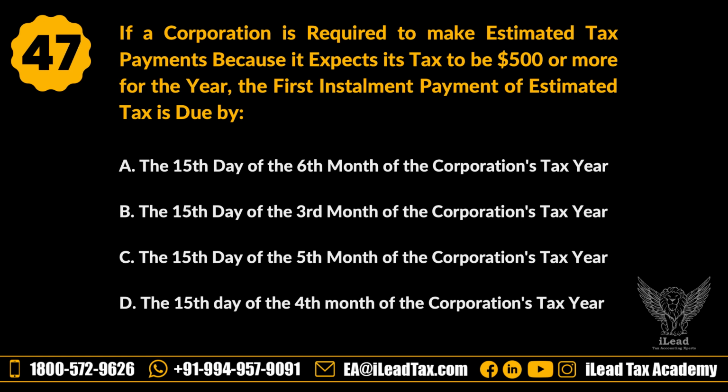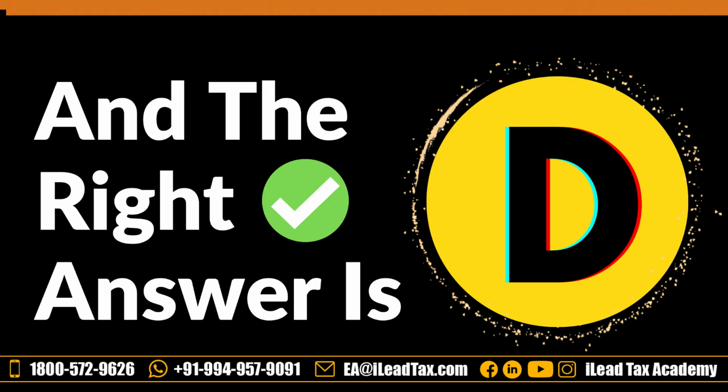If a corporation is required to make estimated tax payments because it expects its tax to be $500 or more for the year, the first installment payment of estimated tax is due by: A, the 15th day of the 6th month of the corporation's tax year; B, the 15th day of the 3rd month of the corporation's tax year; C, the 15th day of the 5th month of the corporation's tax year; D, the 15th day of the 4th month of the corporation's tax year. Let's see the answer. The answer is D. Let's see why it is D.